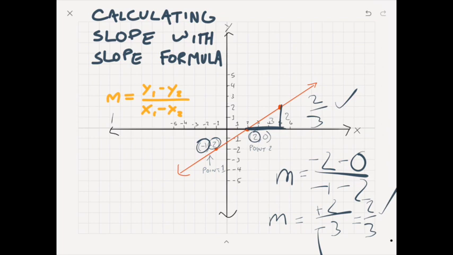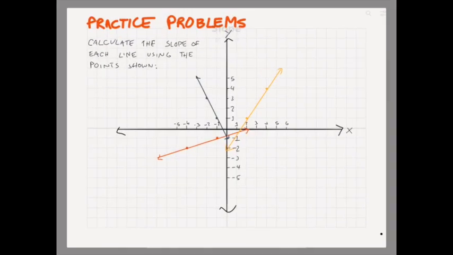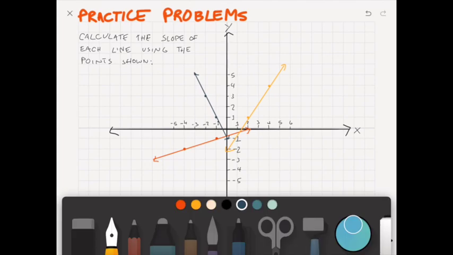Your practice for today is going to be to calculate a couple slopes. So here are 3 lines. The points are marked just to make life a little easier on you. Calculate the slope of the red, blue, and yellow line.